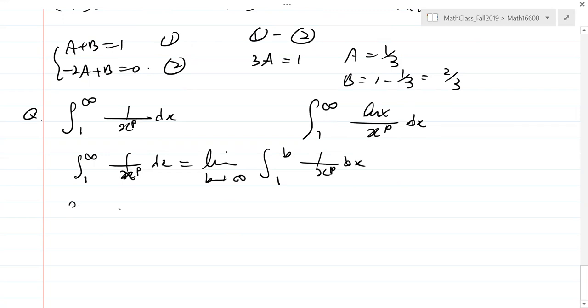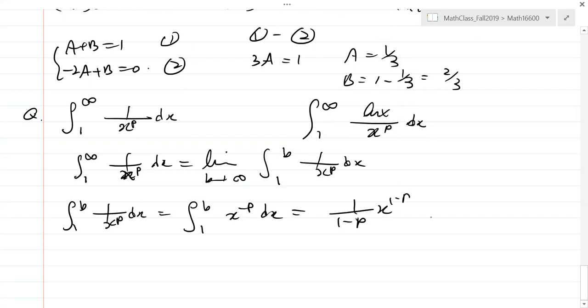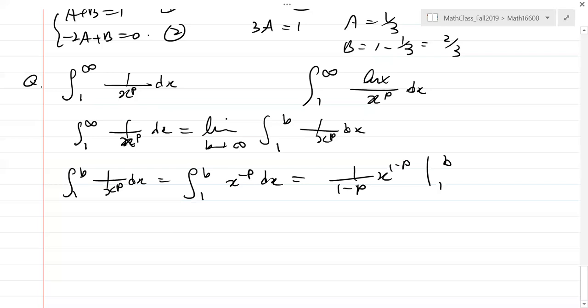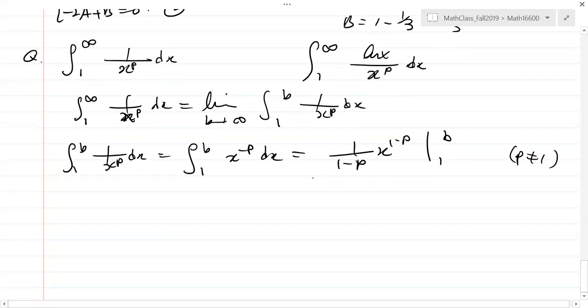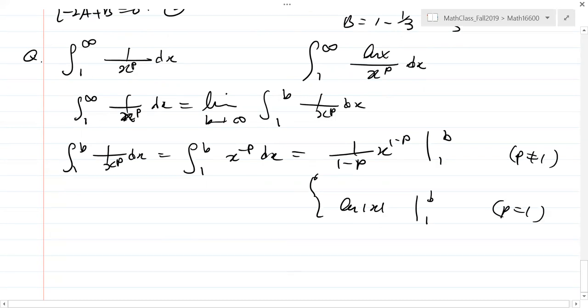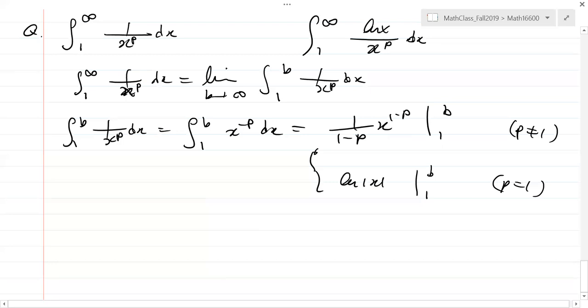So the antiderivative of this is going to be x to the 1 minus p over 1 minus p, and evaluate this. But be careful, I have to make sure p is not 1. We assume temporarily that p is not 1. Otherwise, I cannot use this power function because 1 minus p is 0. When p equals 1, this is the natural log of x, okay? So there are two possible expressions for the integral.